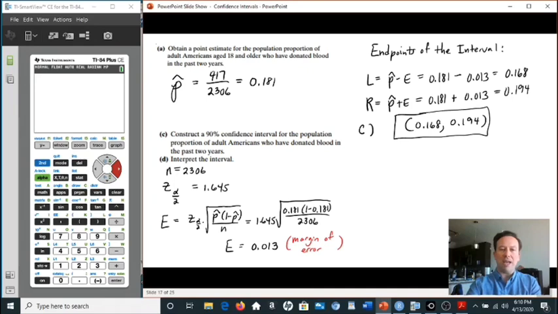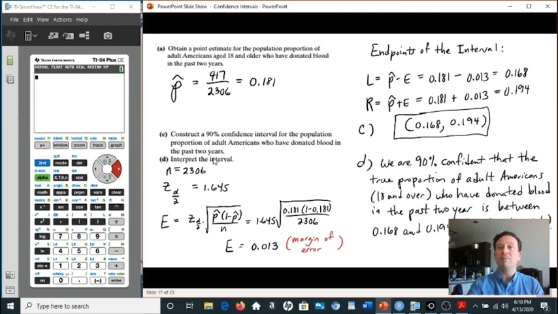And then in D, we're asked to interpret this interval. Okay? Remember, this is like that statement I gave you in a previous example where you say that in this problem, we're 90% confident about something. So in this case, we're 90% confident that the true proportion or percent of adult Americans 18 and over who have donated blood in the past 2 years is between 16.8% and 19.4%.